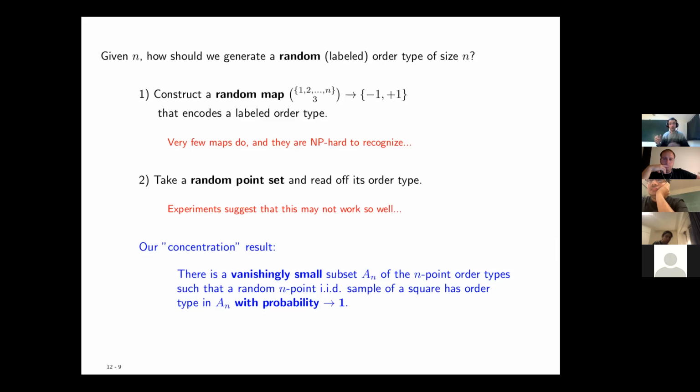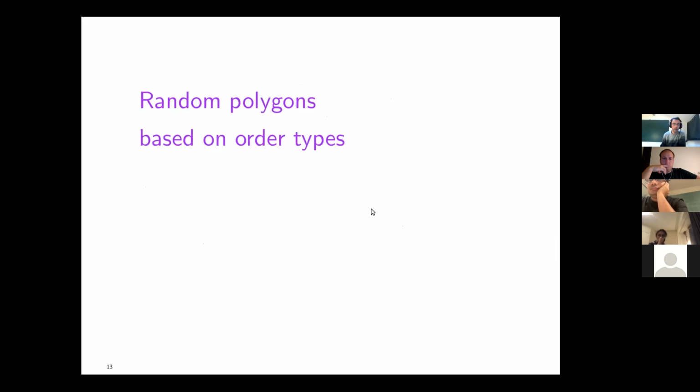So there is a subset of the order types that, combinatorially, weighs less and less, goes to a proportion of 0 of the order types, but you hit it with probability going to 1. This is what we call a concentration result. Okay, so how do we get that?